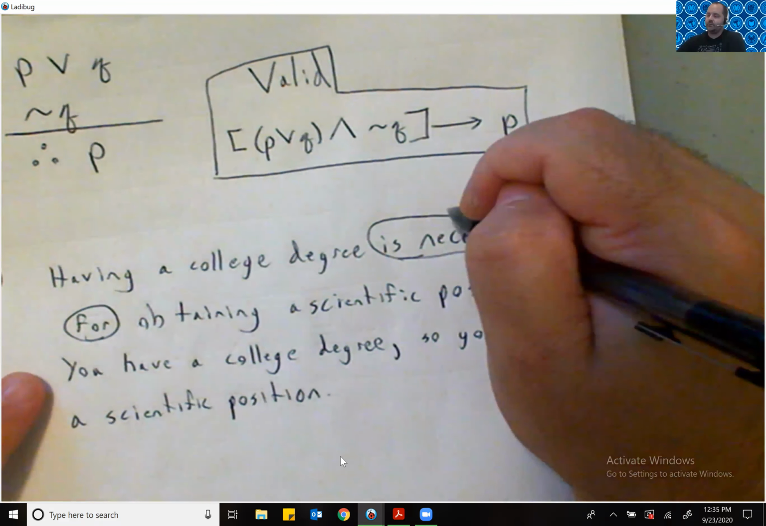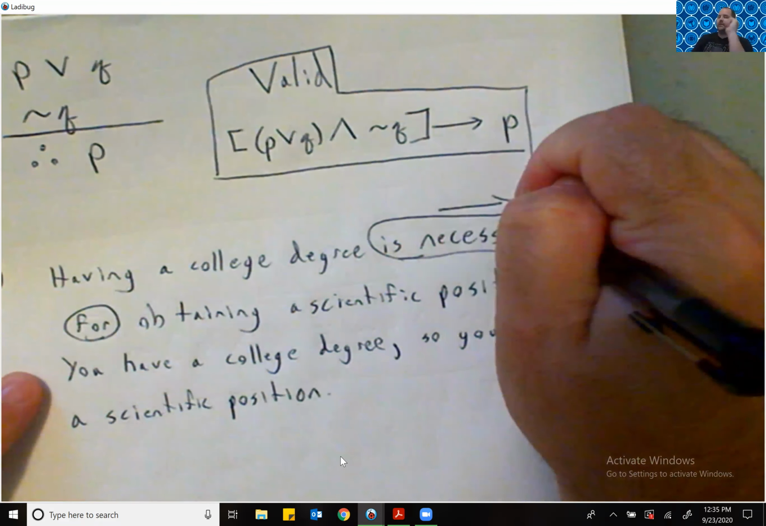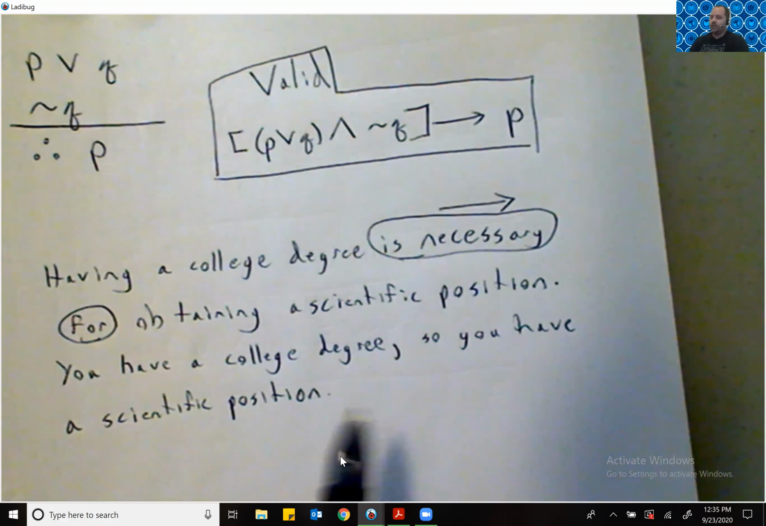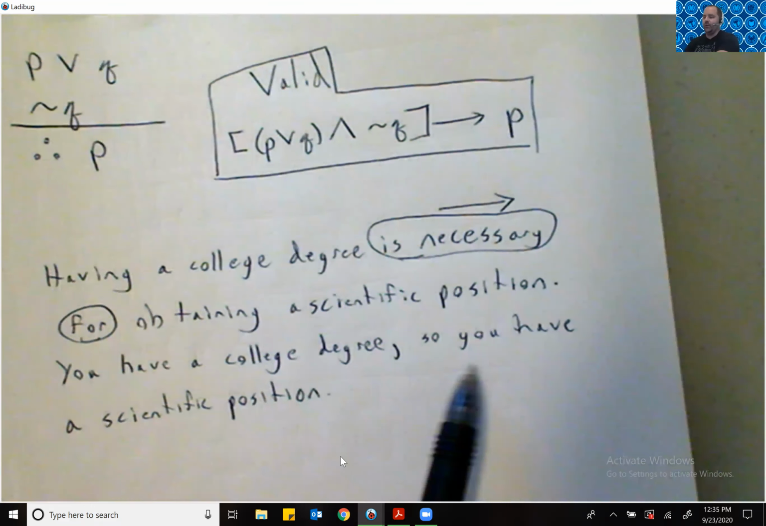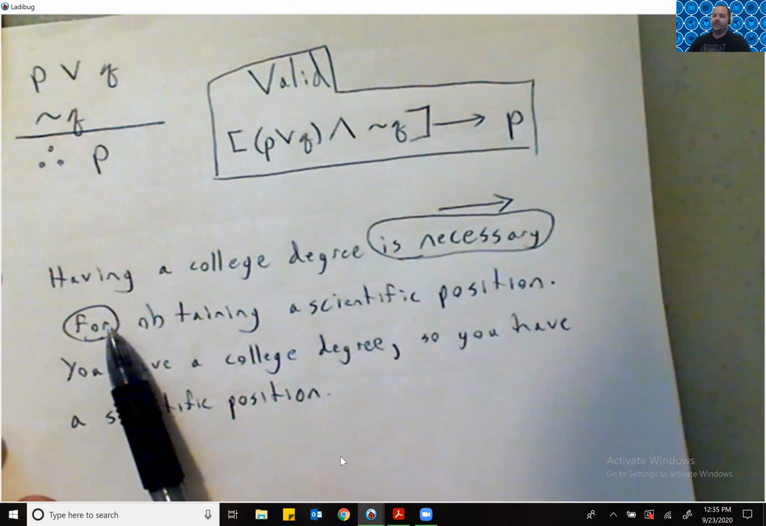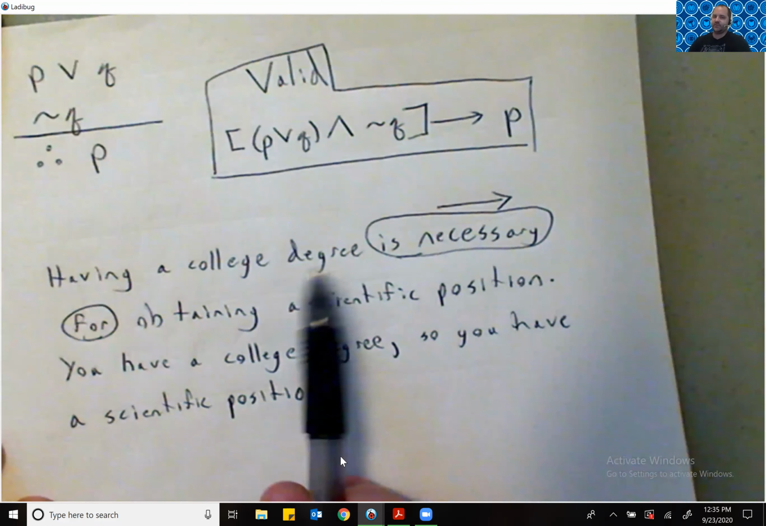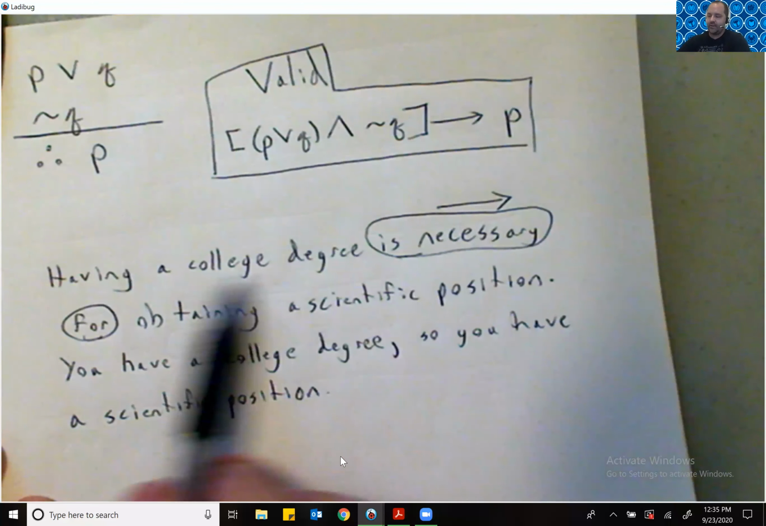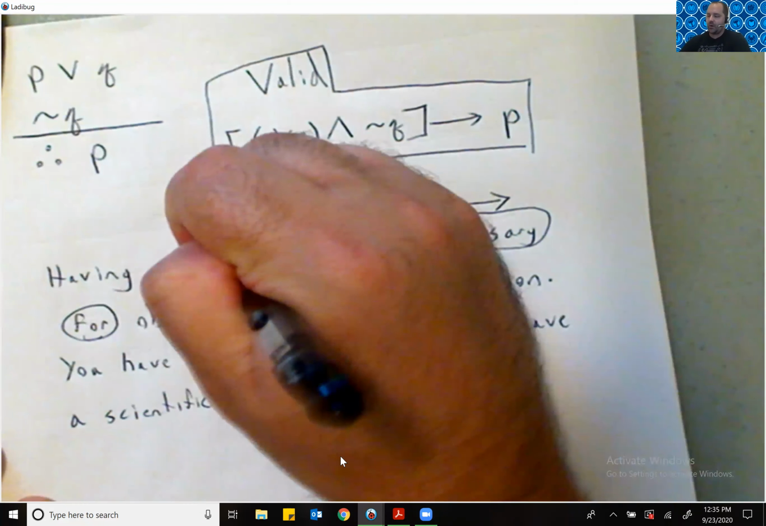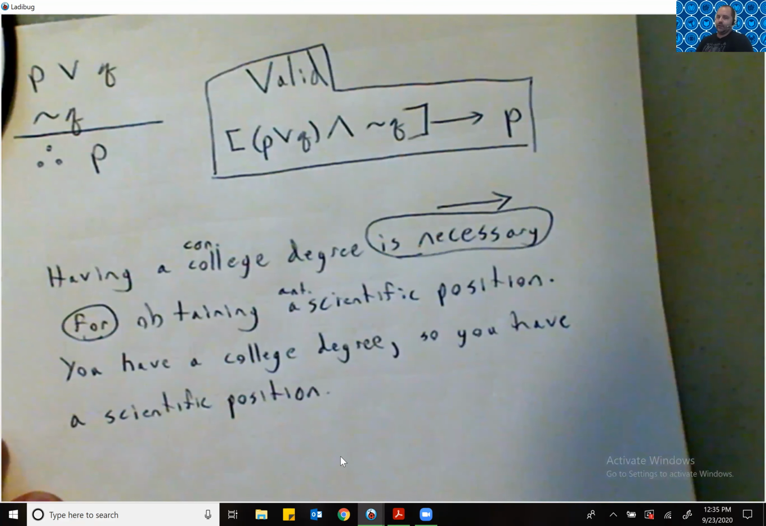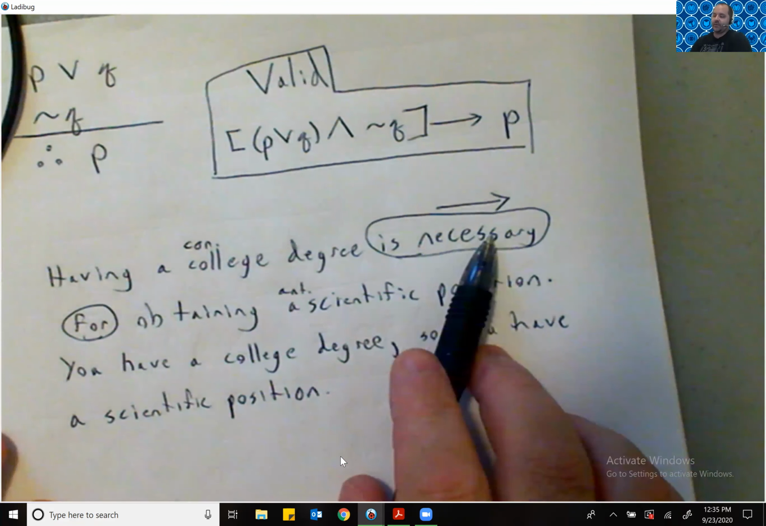It's a conditional symbol. So if... Now, the other thing about this is because it doesn't say if then, you got to make sure that you understand that when you have this wording, is necessary for, this thing has been written backwards. This part right here is actually the consequent. This part right here is the antecedent. So whenever you have the words is necessary for, this thing is written backwards.